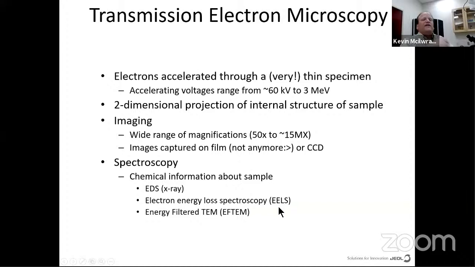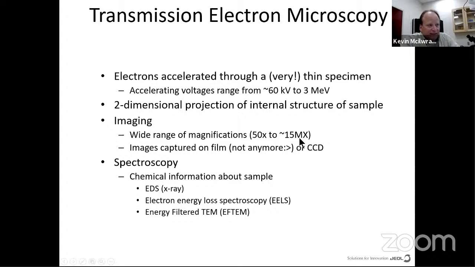So like I said, things go through a very thin sample. We get a two-dimensional projection. So as the beam comes down, the electrons stop or they don't, and we get a projection onto the viewing screen. Now, actually, we can go from 10x to about 150 million x.